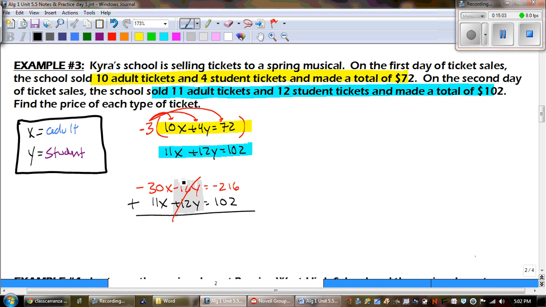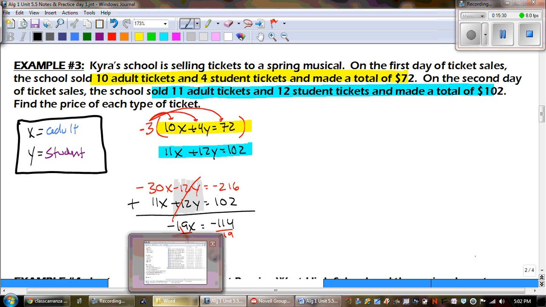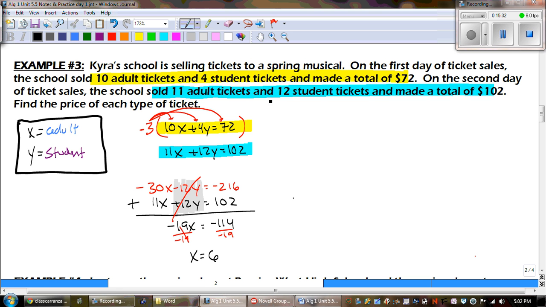And now we have negative 30 plus 11 gives us negative 19x equals negative 114. And you might be like, Mr. Grice, I got two negatives, what's all up with all these negatives? This isn't right. Well, guys, we're not done yet. Divide both sides by negative 19. And we get that x equals 6. Remember, a negative divided by a negative is a positive, okay?